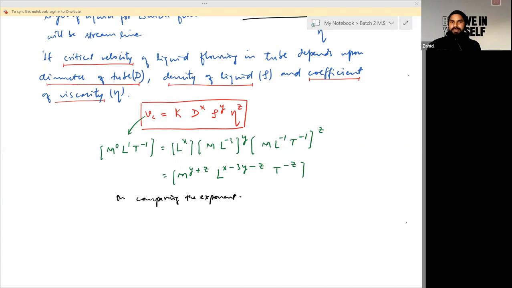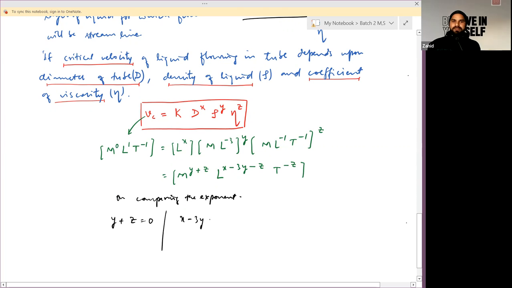Okay, so on comparing the exponent on both sides, we have m raised to 0 on the left side. So y plus z equals 0 as the first equation. Second, x minus 3y minus z equals 1. And third, minus z equals minus 1. So minus minus will cancel out, so you get z equals 1. Put this in the first equation, y plus 1 equals 0, so y will be minus 1.